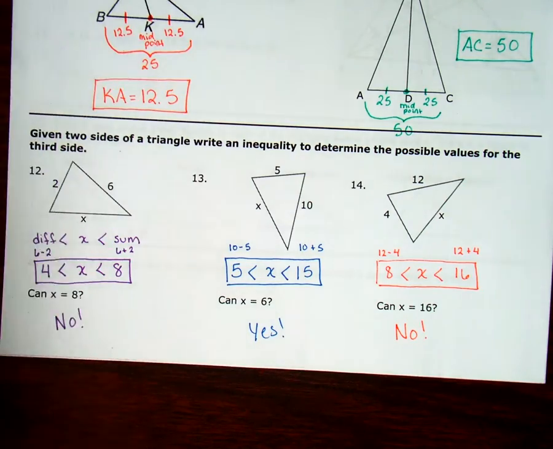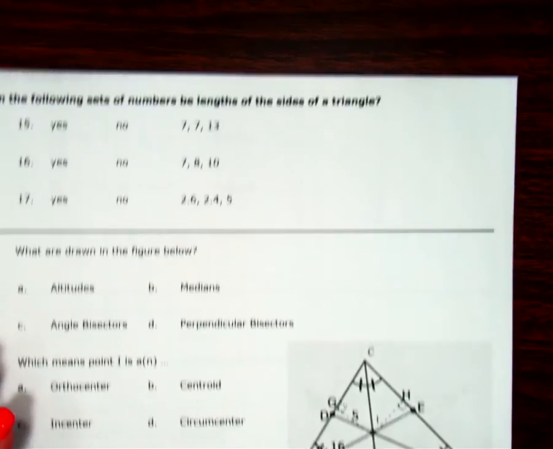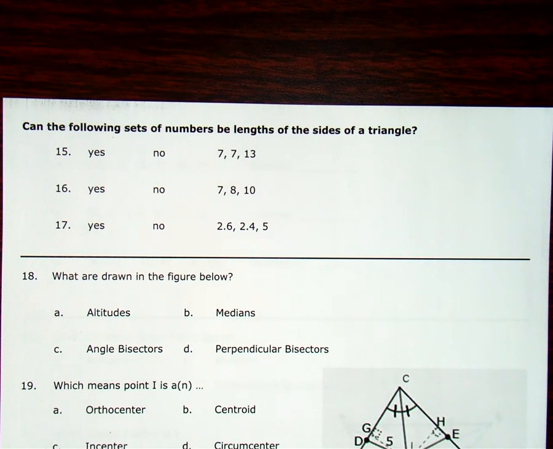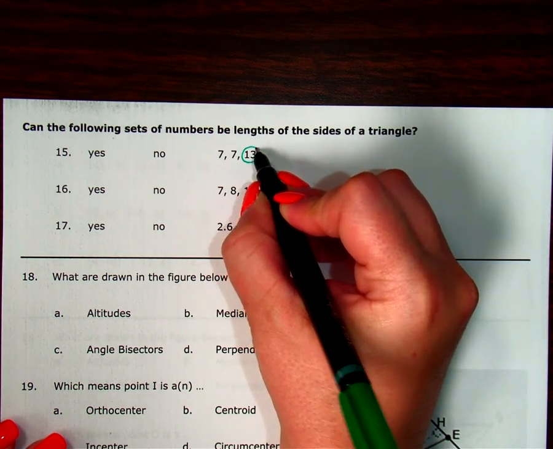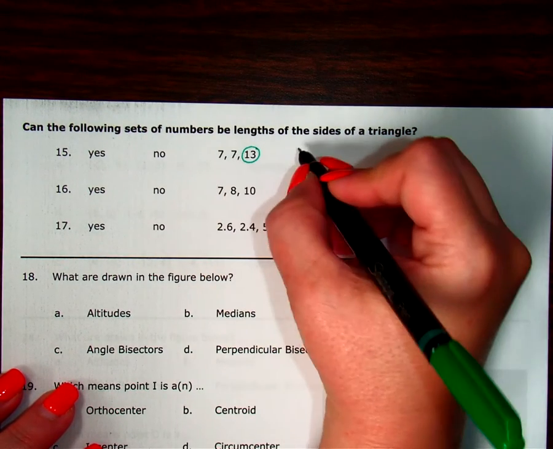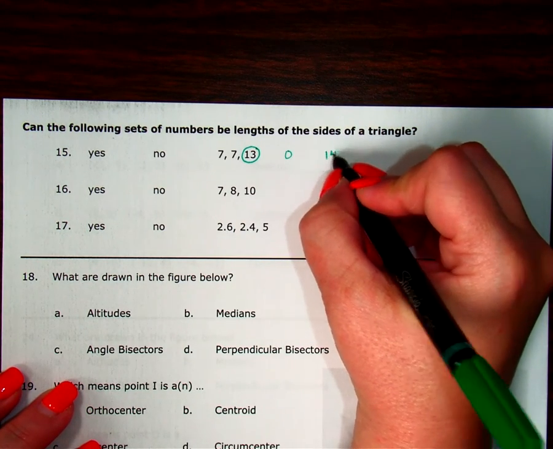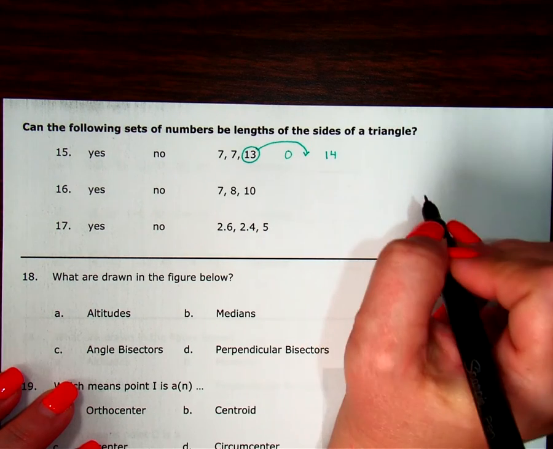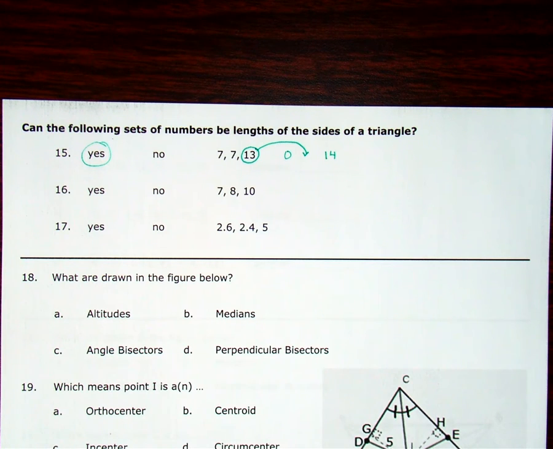All right, let's look at this in a little bit of a different way when I look at the next set of questions. Here I've been given 3 side lengths and I just want to know, can I make a triangle? So I'm going to do the same thing. You can pick any of the 3 sides to be your third side. So I'm going to go with the 13 as my third side. What's the difference between 7 and 7? 7 minus 7 is 0. And then what's the sum? 7 plus 7 is 14. Does 13 fall between 0 and 14? Yes, it does. So yes, I can make a triangle there.